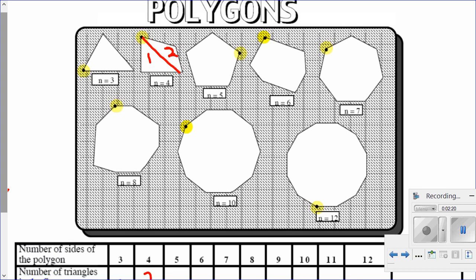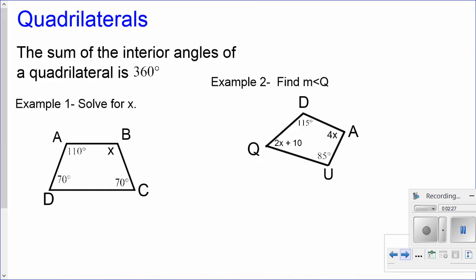Okay, and again, we'll look at the rest of these in tomorrow's lesson, but for now, we really just want to know that the sum of the interior angles of a quadrilateral is 360 degrees. So let's take a look at this example. Go ahead and put it in your notes.